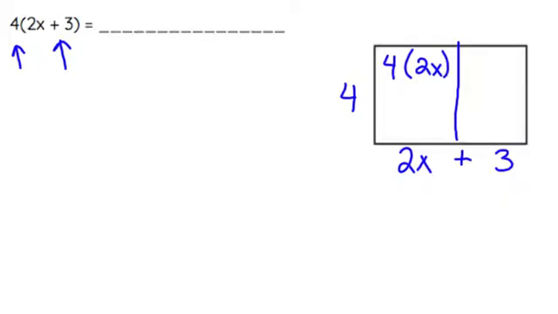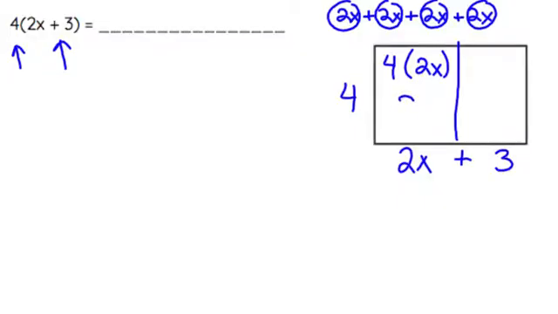Now, if you think about that, what that means is I have 2 x's plus 2 more x's plus 2 more x's plus 2 more x's. That's 4 groups, or 4 of those, right? So if I have 2 x's plus 2 more plus 2 more plus 2 more, how many x's is that? That's going to give me 8 x's. So really you're just doing 4 times 2 to get 8.